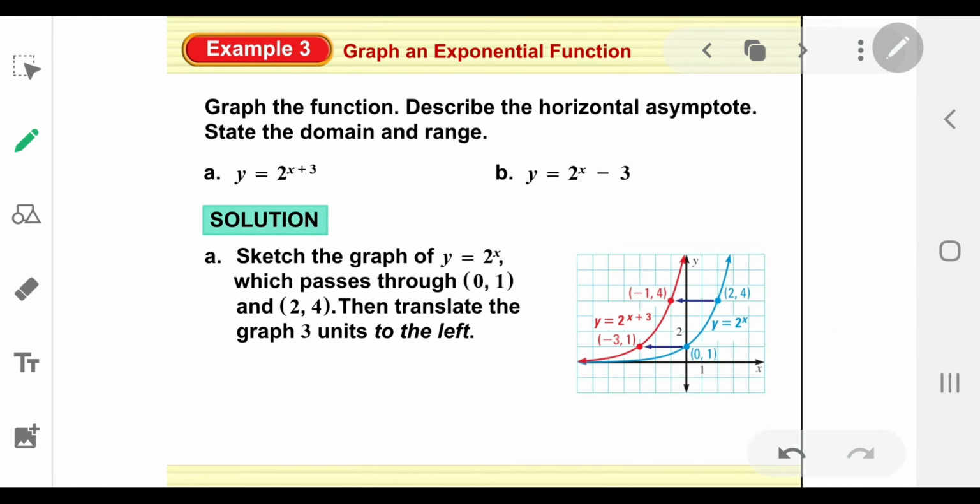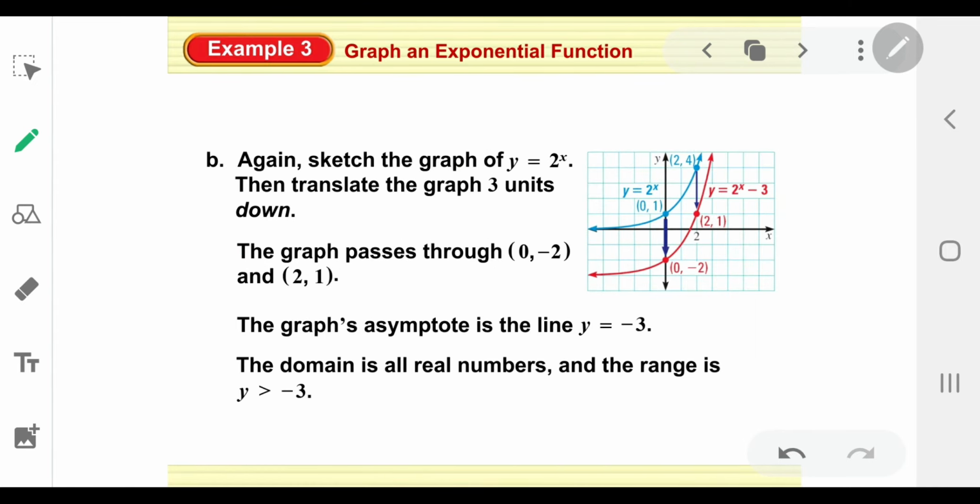Okay, those are the accurate graphs here. The blue one, using a square paper, of course, like yours. The blue one is the original. Those are the 2 points I plotted, and those are the 2 points I shifted to the left 3 units in the first graph. Again, the domain here is all real numbers. The range is y greater than 0.